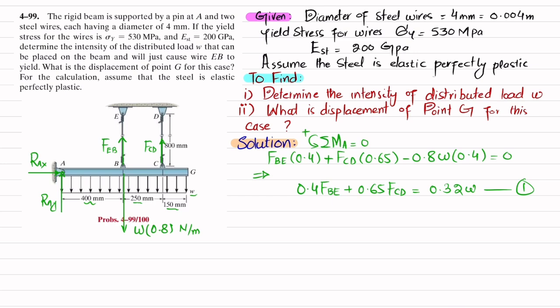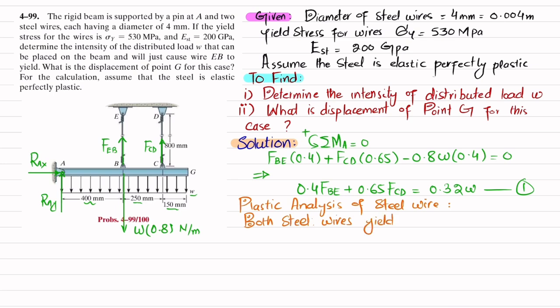Now we cannot apply any other equilibrium equation because it will not give you our required answer. So we will perform plastic analysis of the steel wires. What do we mean by plastic analysis? That the force is producing yield, the force is at yield stress, and it is deforming permanently. So we will assume that both steel wires yield. Yield means it is deforming permanently.